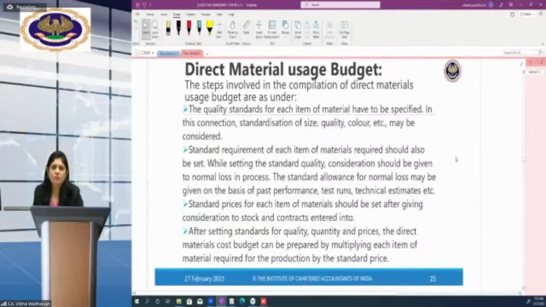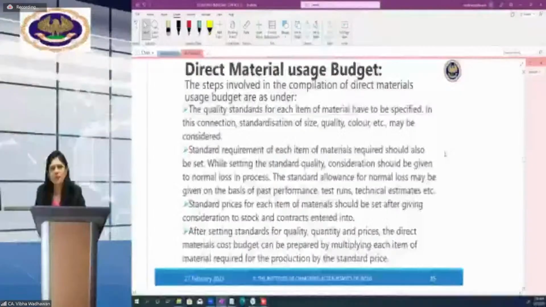After the production budget and plant utilization budget, we make the direct material usage budget, which means how much direct material we need to consume. It depends on the production budget. Let us say 10,000 units are to be manufactured. How much raw material is going to be consumed to produce these 10,000 units? That is what the direct material usage budget tells us.